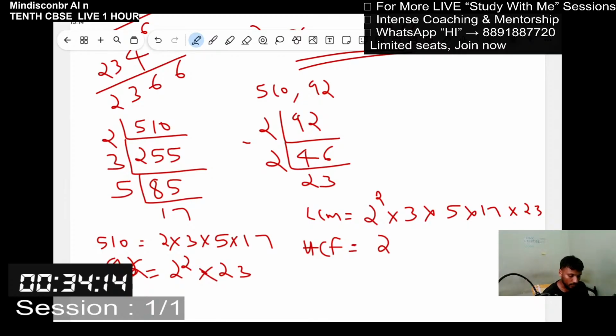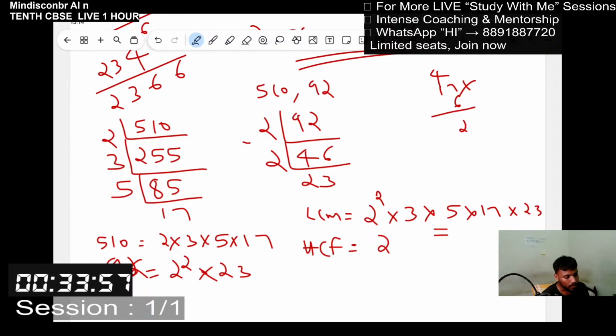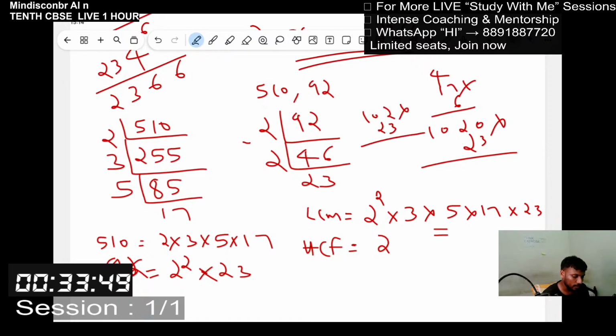Now here we calculate LCM. LCM is equal to 2 square. 2 square is 4. 4 into 3 is 12. 12 into 5 is 60. 60 into 17 is 1020. 1020 into 23 is 23460.